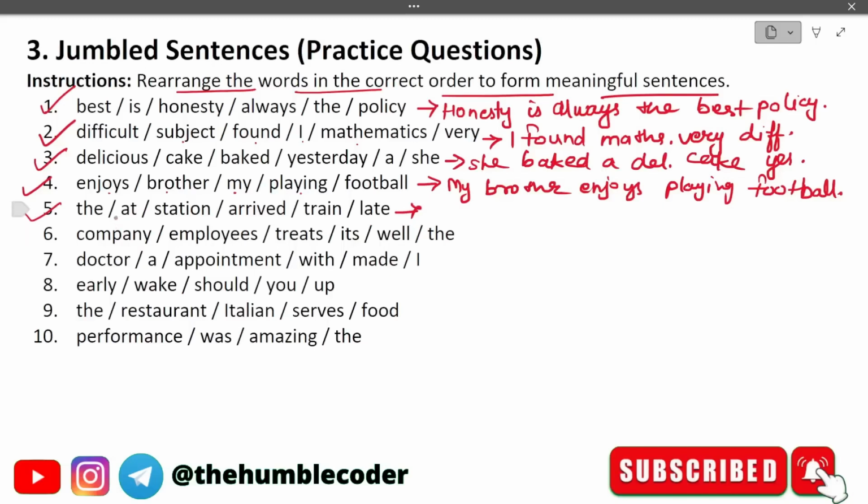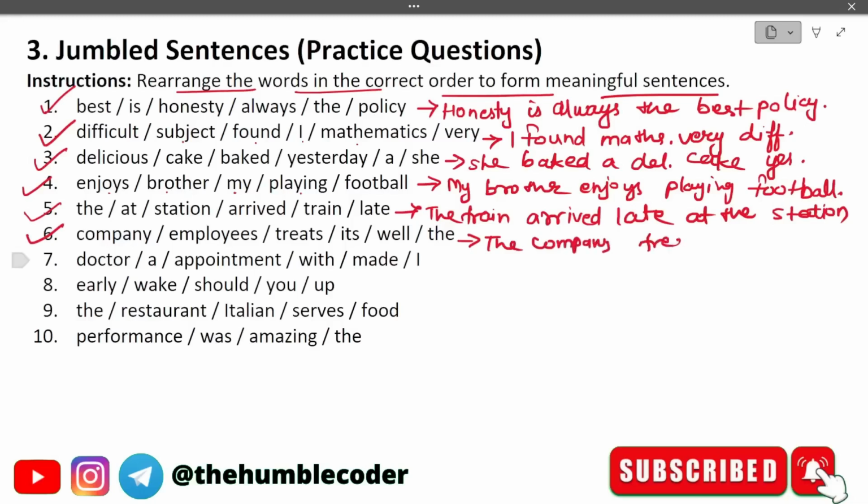Let's attempt the next question that we have. The at station arrived train late. Okay, the correct answer in this case is going to be, the train arrived late at the station. Moving on to the next one. The jumbled words are, company employees treat its well. The correct answer is, the company treats its employees well. Okay, this is the correct one.